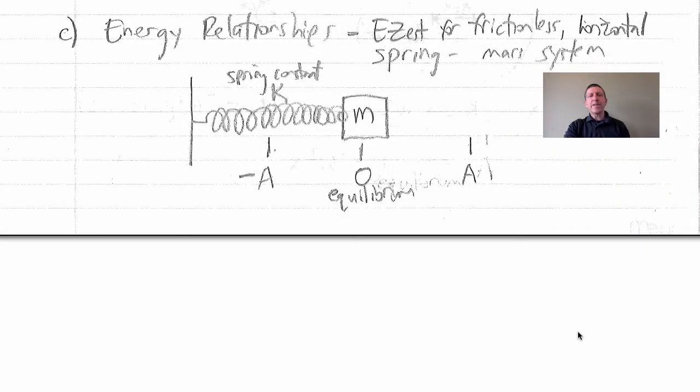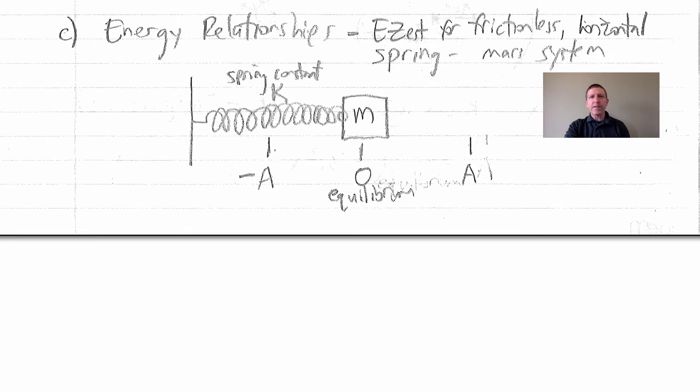Let's talk about some of the energy relationships for simple harmonic motion. This turns out to be easiest if you look at a frictionless surface on which there's a mass m, a spring attached to it with spring constant k, and it's oscillating back and forth from positive A to negative A and goes through the equilibrium point 0.